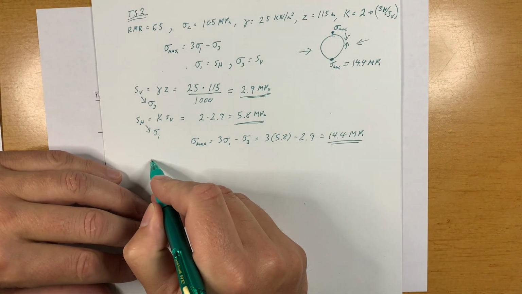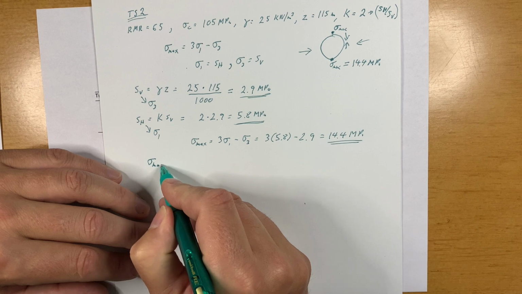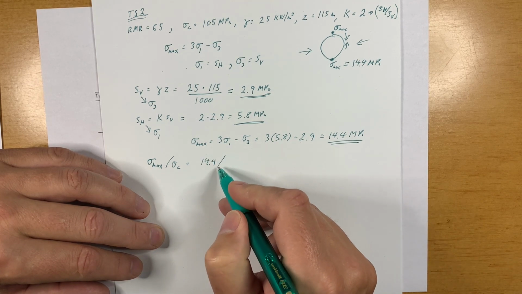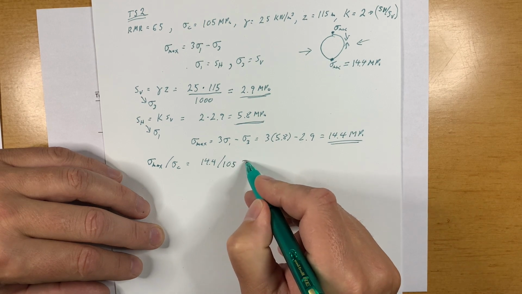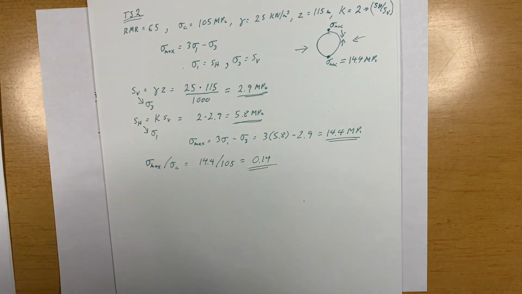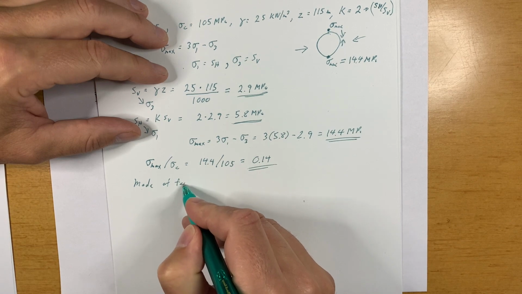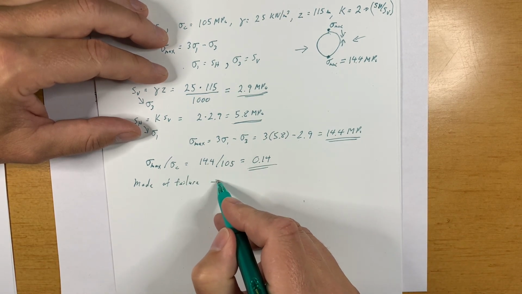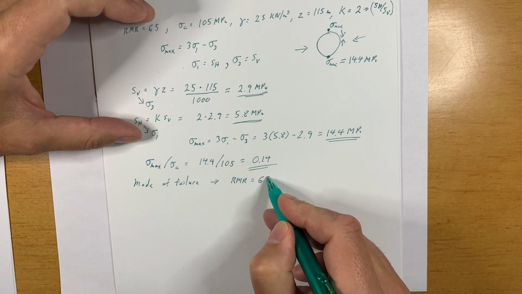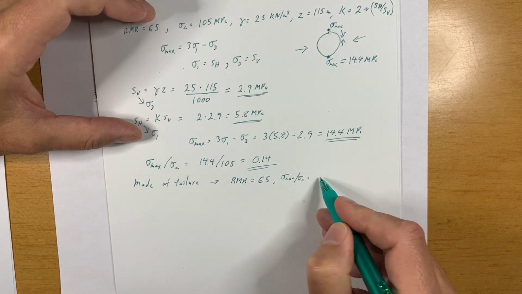All right. So what do we really want to know, so that we can move ahead with our assessment of mode of failure? We are going to want to know sigma max over sigma c. 14.4 MPa divided by 105 MPa is going to give us 0.14. So mode of failure, or instability, is going to be based on RMR of 65 and sigma max over sigma c of 0.14.